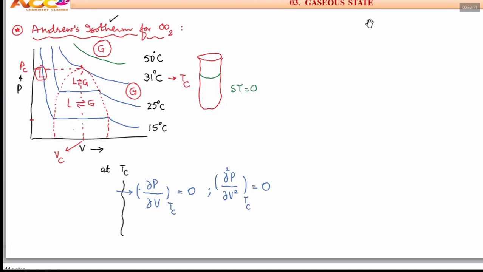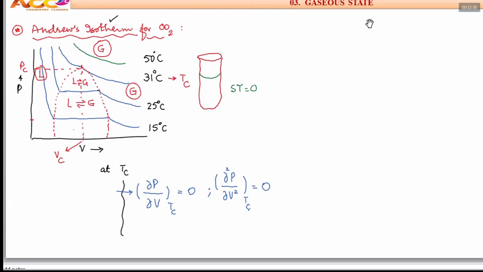The slope equal to 0 is a characteristic feature of the critical state of matter at critical temperature. At the same time, since it has an inflection, this is the criterion to be satisfied wherever you have an inflection in the graph: the second differentiation of the y property with respect to the x property at a constant parameter, known as critical temperature in this case, is equal to 0.